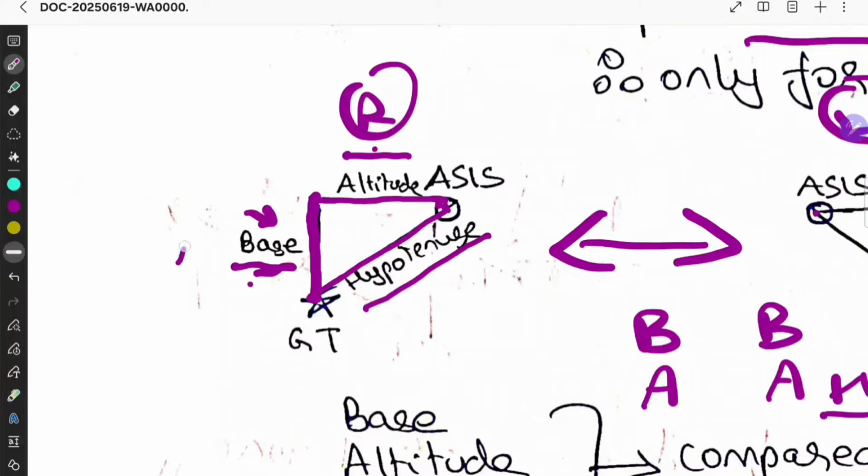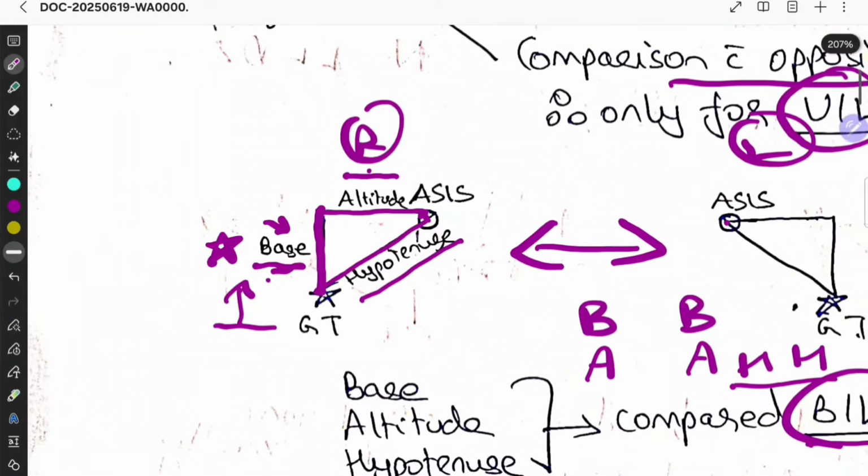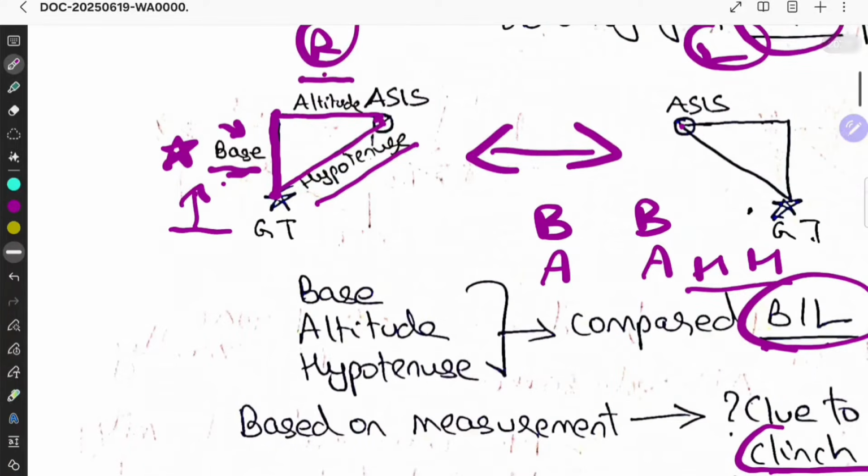That shortening is in this region, so it is above the greater trochanter. Okay, it is above the greater trochanter. So as soon as a patient presents with limb length discrepancy, let's suppose there is right limb shortening. Let's suppose there is true shortening of 2 centimeters.